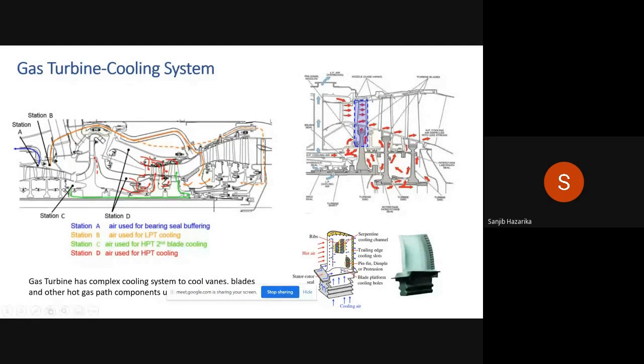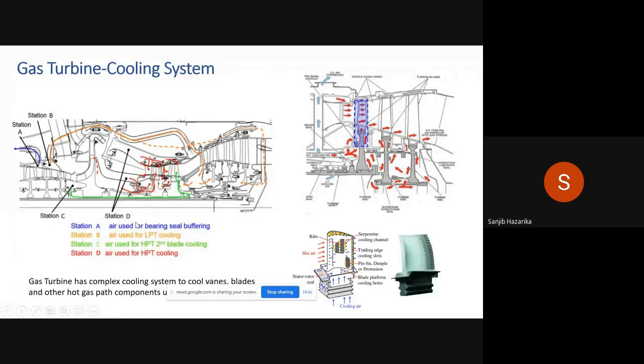So cooling is everywhere in the gas turbine. It has to cool the rotor, and it has to cool the diaphragm. Diaphragm is nothing but the stationary part of the gas turbine, and then it has to cool the buckets as well. Buckets are the rotating part of this gas turbine, where energy is actually converted to run that rotor.